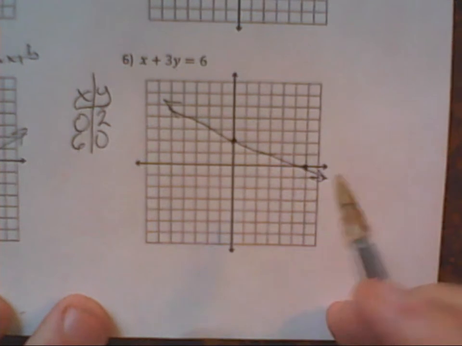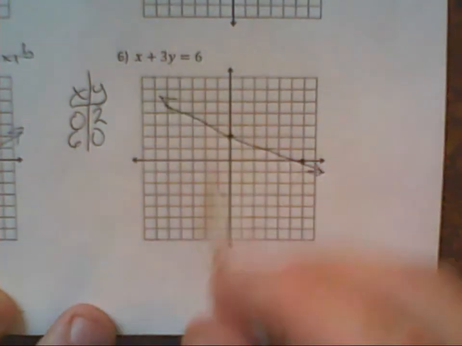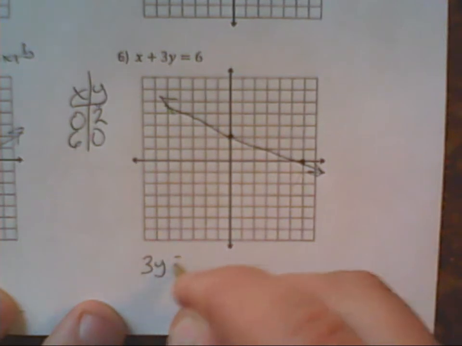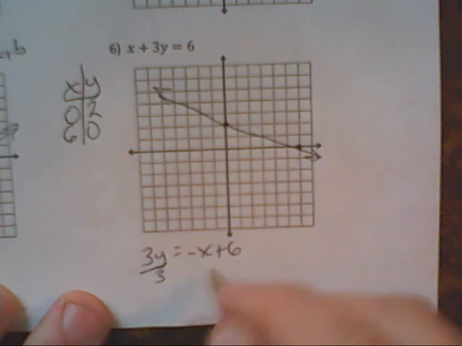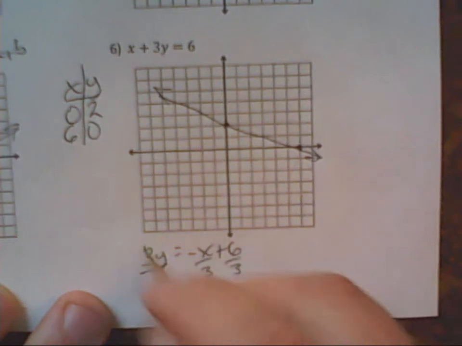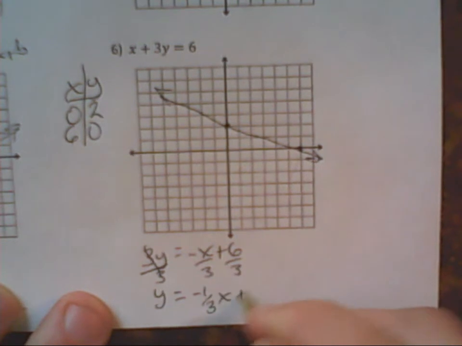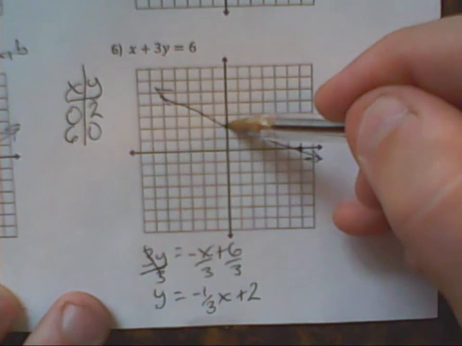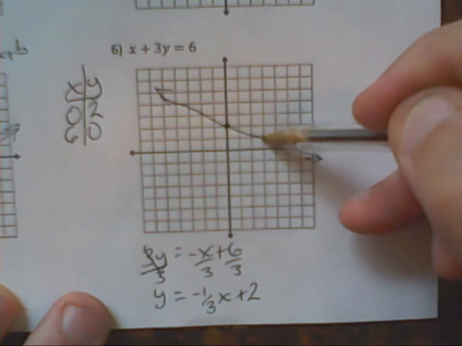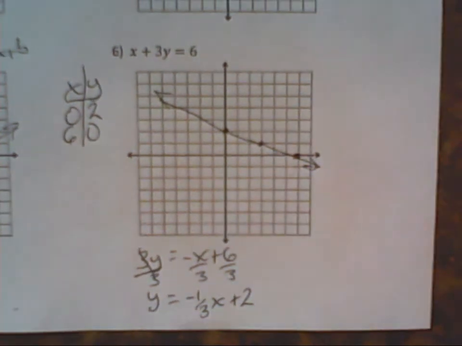Then we could also do that by getting the y by itself. If I were to subtract x from both sides, I would have 3y equals negative x plus 6. If I divide both sides by 3, then y will equal negative 1/3 x plus 2. So this will start at positive 2 and then go down 1 and over 3. Down 1 and over 3. And that would be another way to graph number 6.